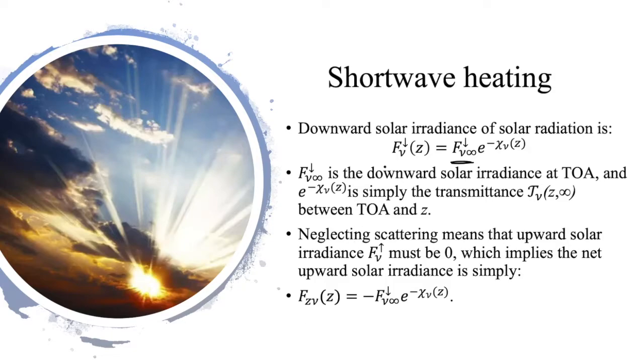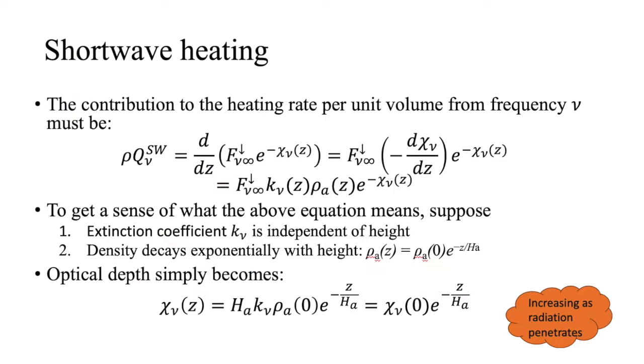And so the downward solar irradiance also corresponds to the net solar irradiance, okay? And this is simply a function of the downward irradiance at the top of the atmosphere times this extinction term that is proportional to the optical depth. Okay, now, what is the heating rate?